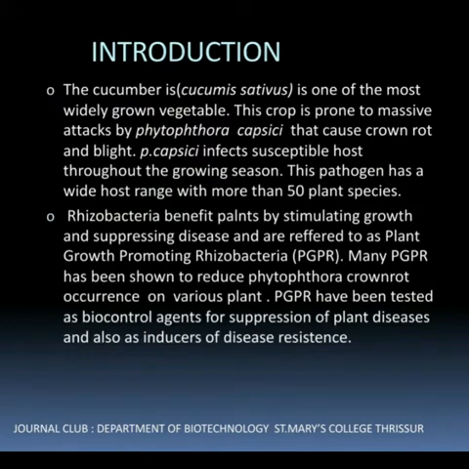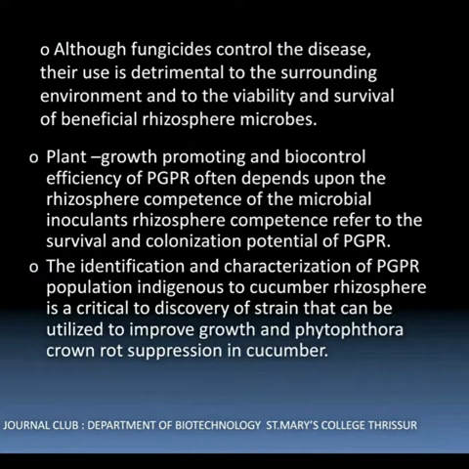Introduction. The cucumber is one of the most widely grown vegetable crops in the world. The crop is prone to massive attack by Phytophthora capsici, that is crown rot and blight. This plant pathogen infects the host throughout the growing seasons at any growing stage and causes yield losses as high as 100%. Although fungicides can control the disease, their use is not good for the surrounding environment and for the survival of beneficial rhizosphere microbes.